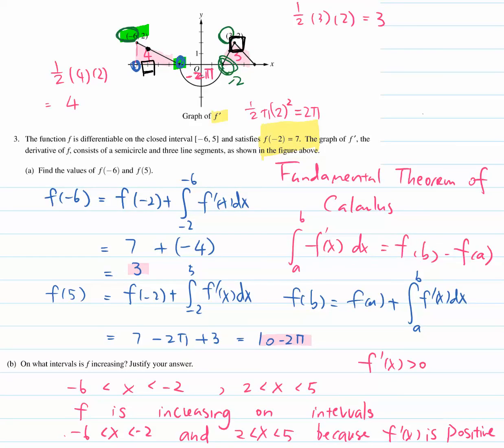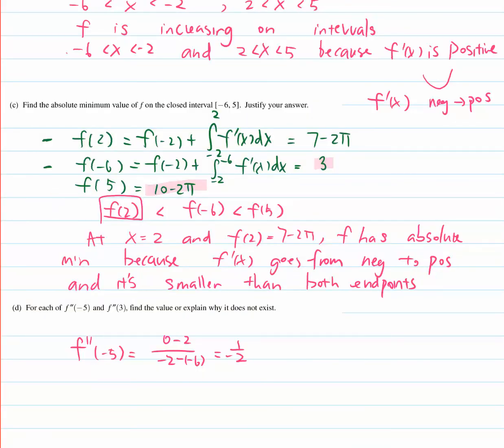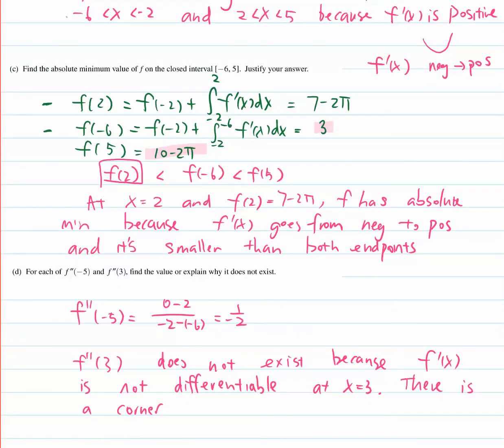So here for f double prime of negative 5, we will use dy over dx, and that gives us negative 1 over 2. Well, for f double prime of 3, as I said before, it does not exist, because at that point f prime of x is not differentiable, because there is a corner.